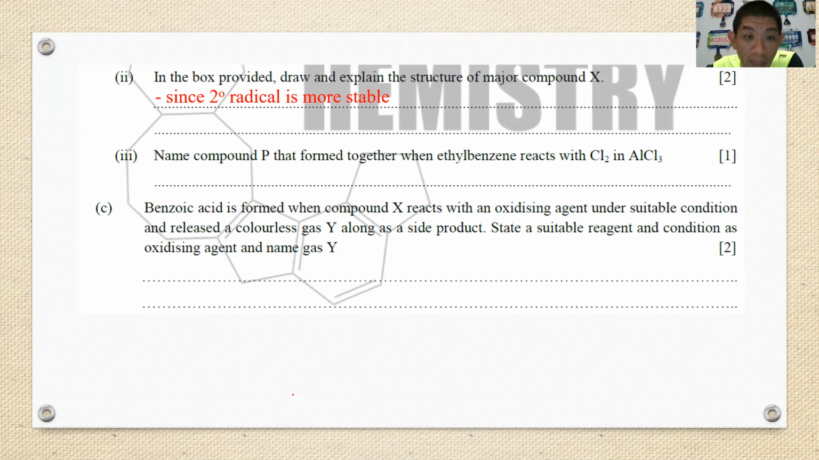Then number 3, name compound P. The question says to name compound P that forms together with ethylbenzene when reacting with Cl2 and AlCl3. So P is ortho, or you can also write 2.